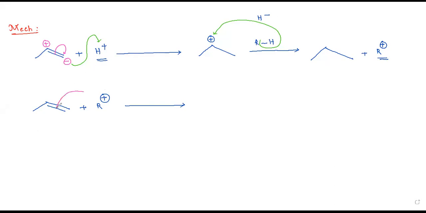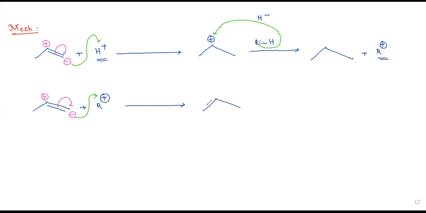It can be shown this way, or let me show you the other way. Here we get negative charge as usual and a positive charge, of course, then negative to positive. Same. Now we are adding R plus. In the first step, we have added H minus.